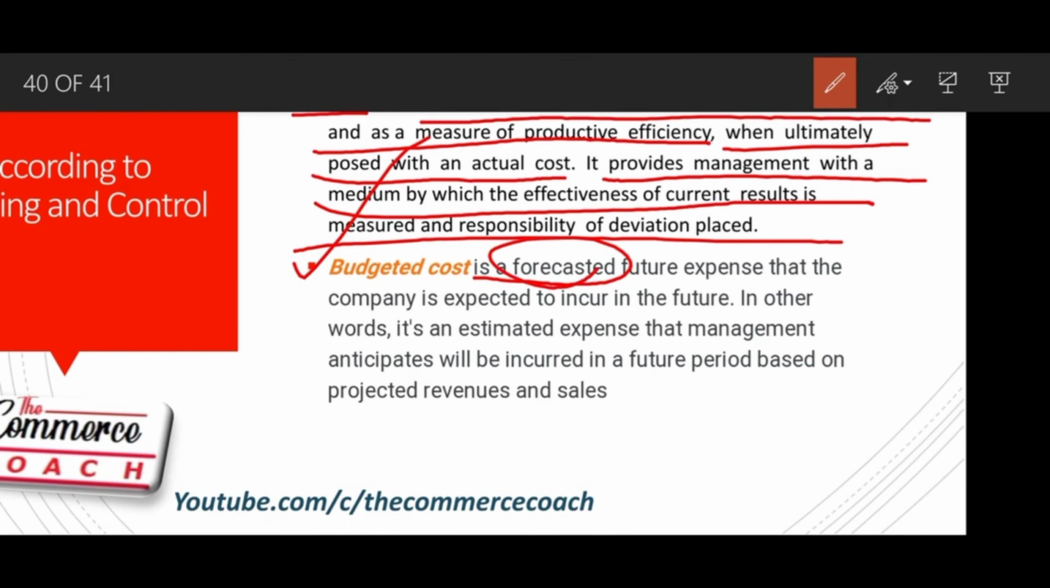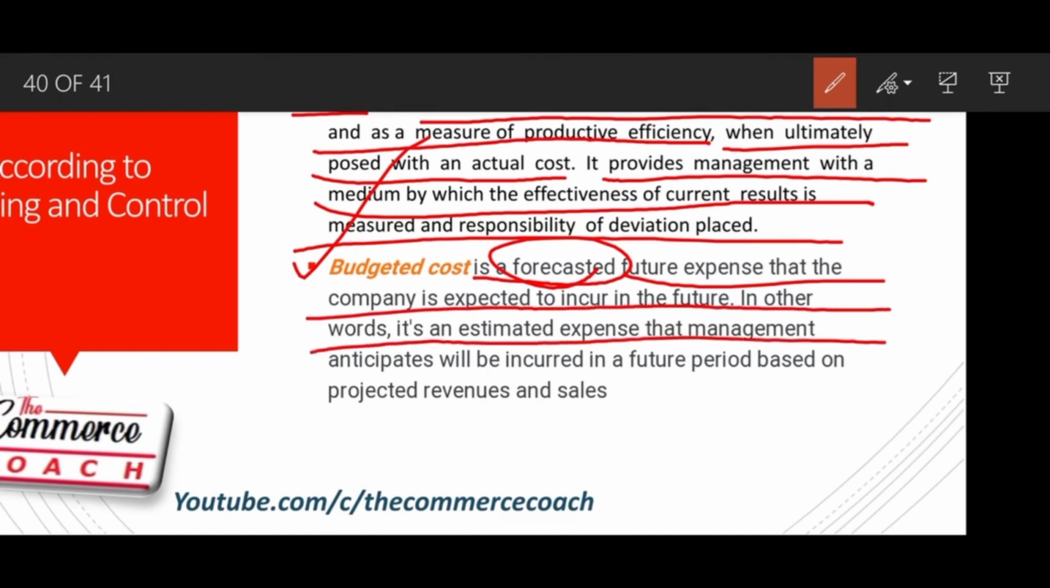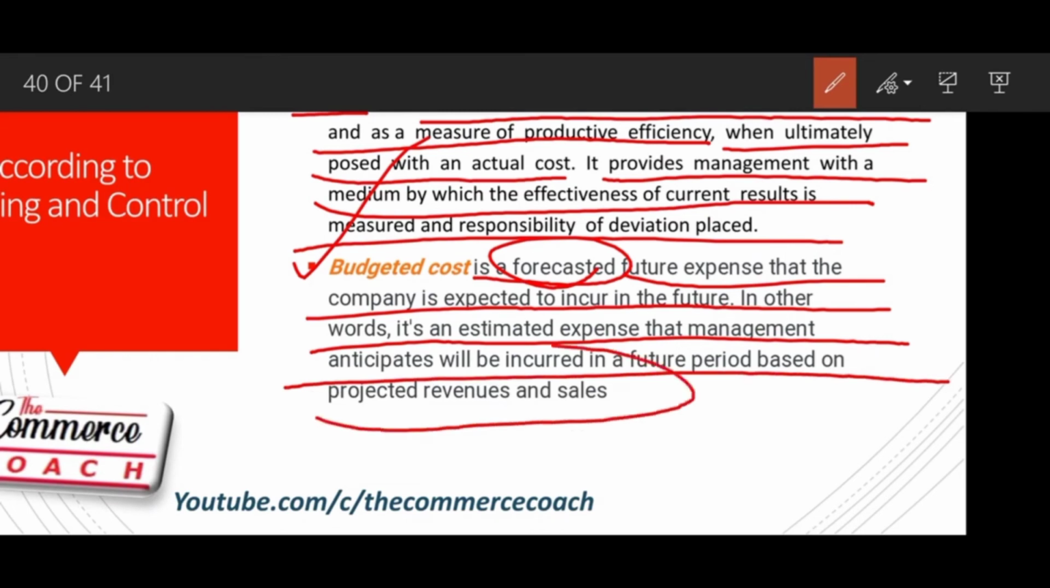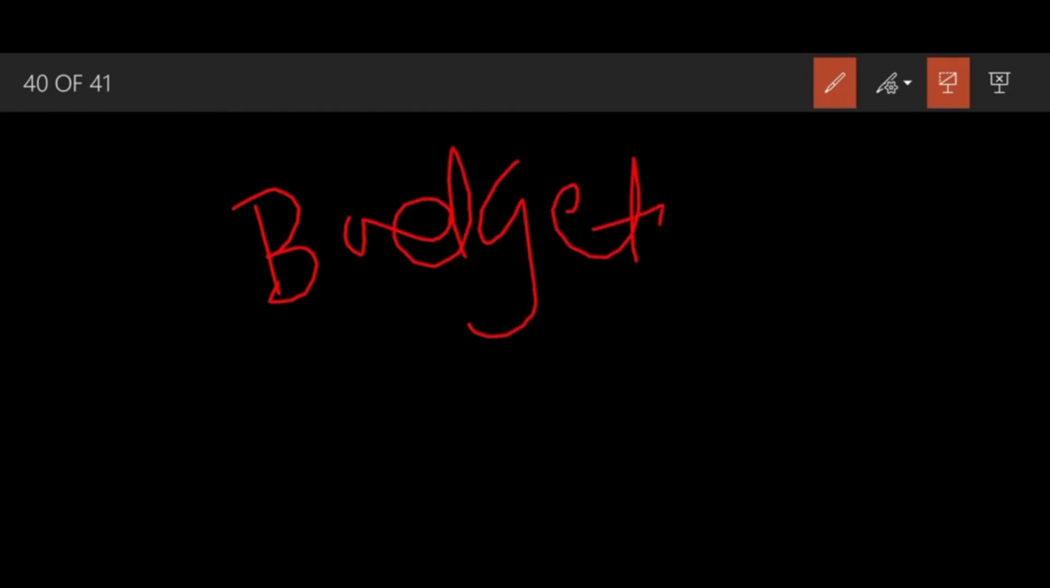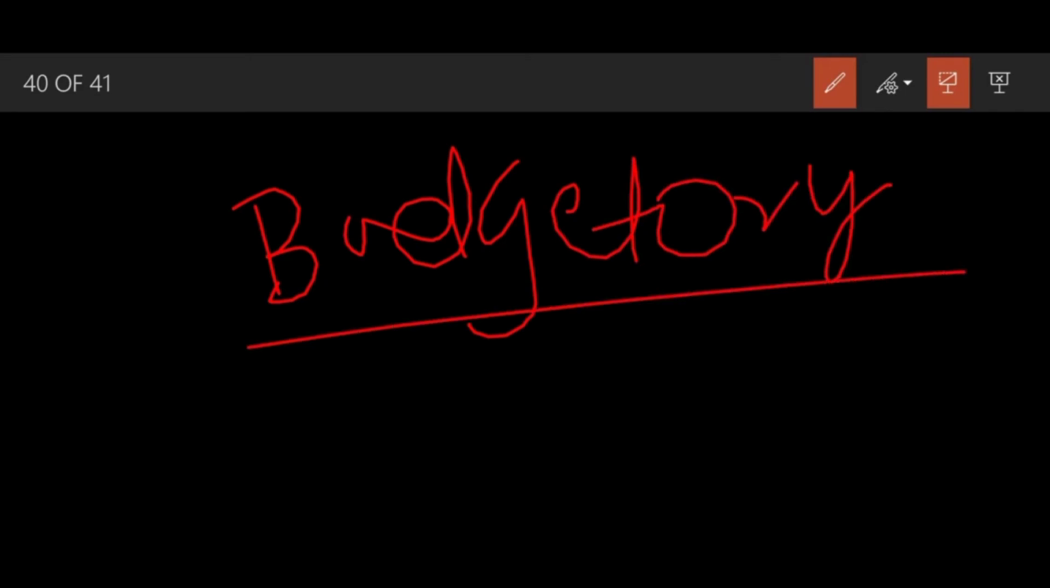Budgeted cost is a forecasted, future expense that the company is expected to incur. In other words, it's an estimated expense that management anticipates will be incurred in a future period based on projected revenues and sales. So you will be learning it in detail in budgetary control. I have told you the meaning of budgeted cost.